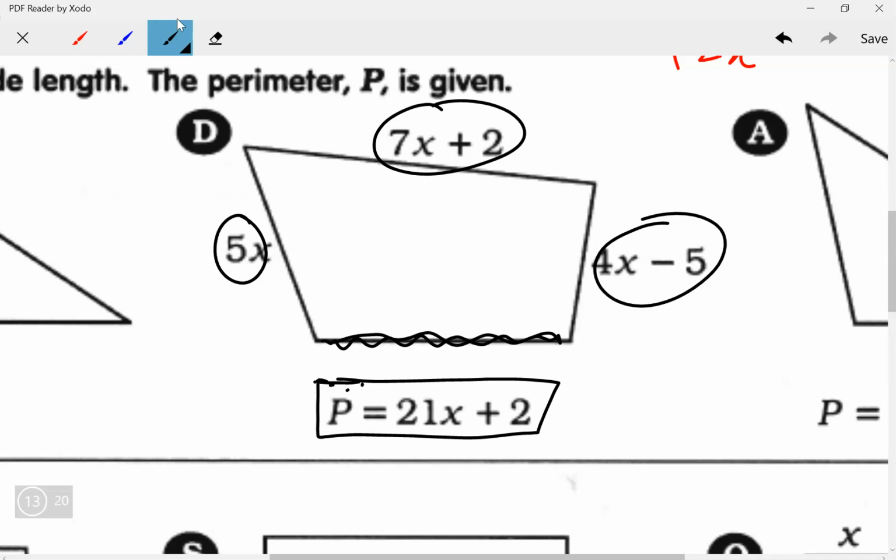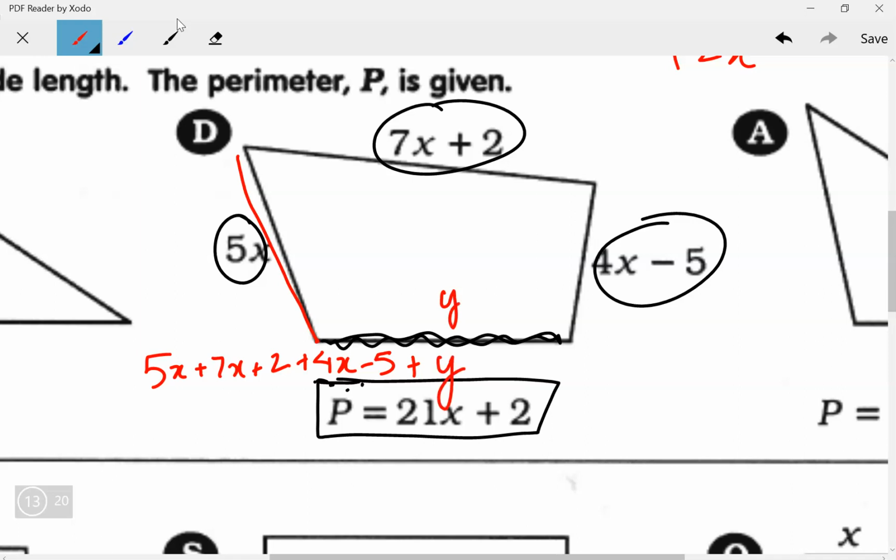So without getting too complicated, let's just think about how we were to do this. So we have the total. We know if we add up all these sides, so if we do 5x plus 7x plus 2 plus 4x minus 5 plus this mystery side. If I have a mystery side, I can just label it as y. I don't know what y is, I have to find y. And this all equals 21x plus 2. So we can write out some form of equation like this. We can add up all this, and then we can move things to the other side.